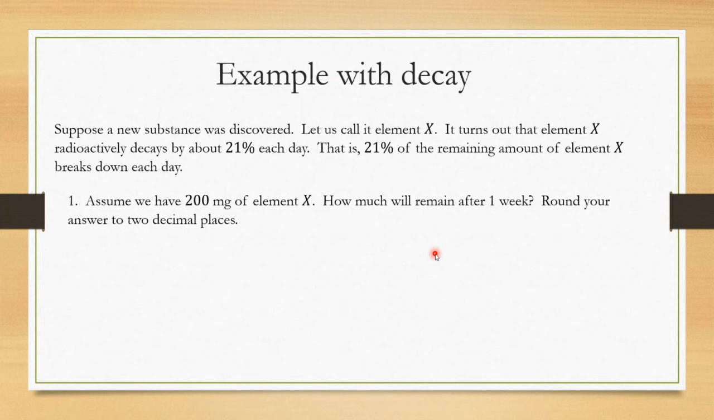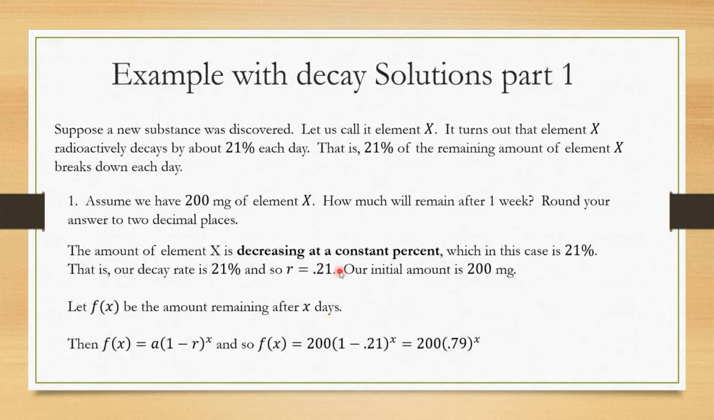Notice though we have exponential decay, because the amount of this substance is changing by a constant percent. We're saying it's decreasing by 21% each day. If we said something like it was decreasing by 21 milligrams a day, then it would be linear. So we know, since it's decreasing at a constant percent, it's exponential decay. Not only that, we're given the percent, so r we actually know. The decay rate is 21%, so our r is 0.21.